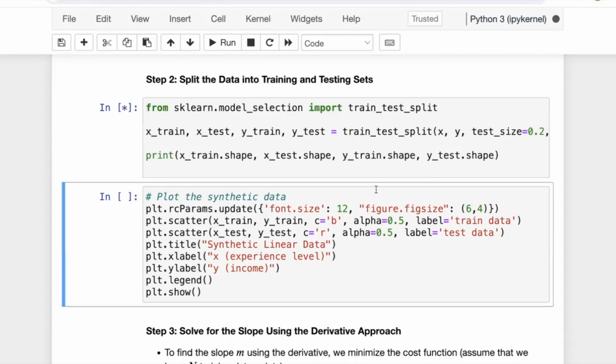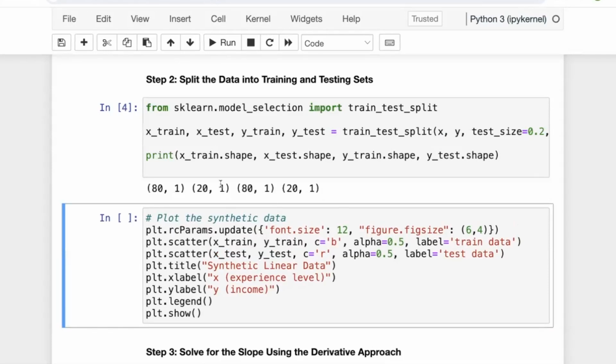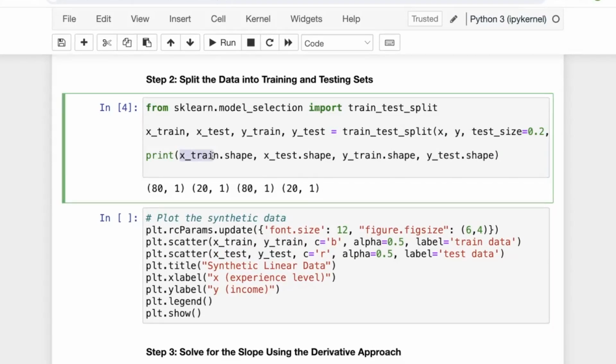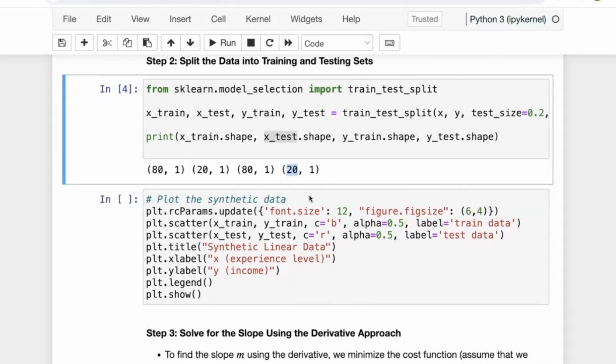So if you run this cell, you will see that now X_train, the training data, has 80 samples. And this makes sense because 80% of the data should be for training, and we have 100 data points. And then for testing, we have 20 data points. And then their corresponding labels or outputs, like 80 for training and 20 for testing.